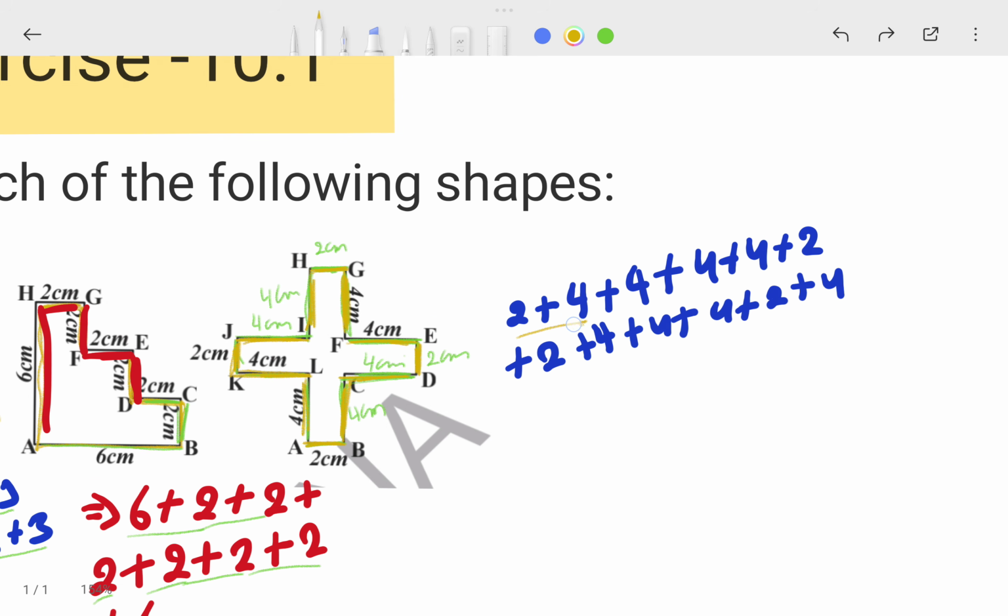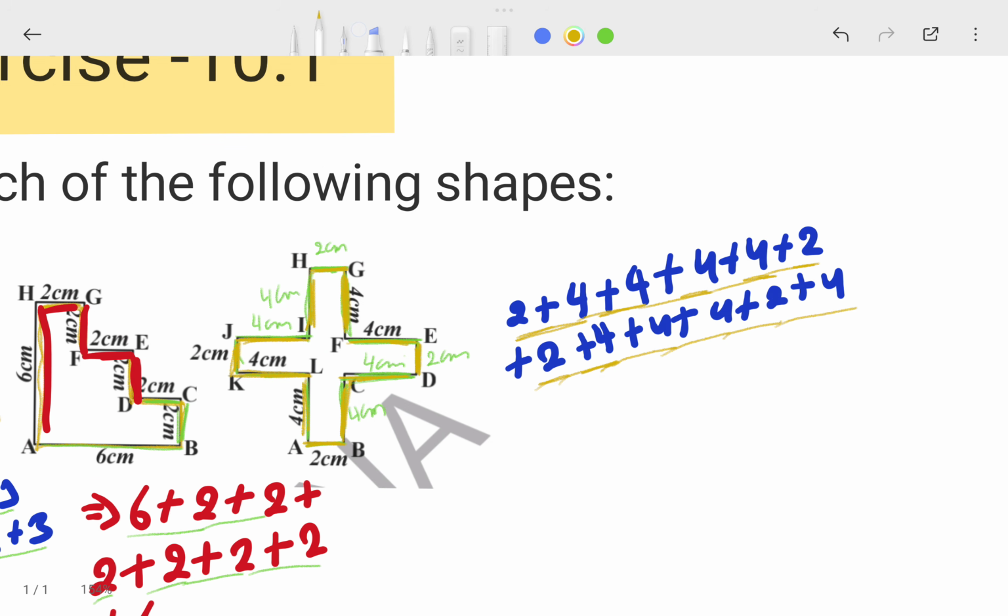So let's add: 2 plus 4 is 6, 6 plus 4 is 10, 10 plus 4 is 14, 14 plus 4 is 18, 18 plus 2 is 20, 20 plus 2 is 22, 22 plus 4 is 26, 26 plus 4 is 30, 30 plus 4 is 34, 34 plus 2 is 36, 36 plus 4 is 40.